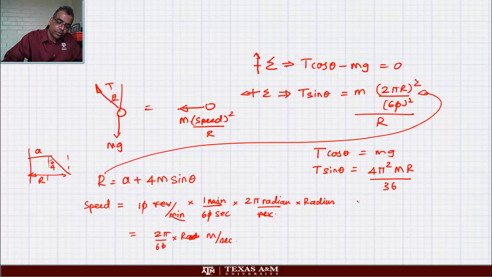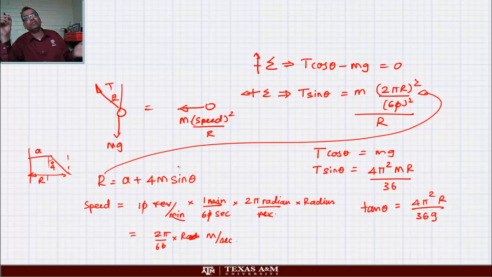Right? So divide the two things and you will get tan theta equal to, you will get some nasty thing, that's life, you know. Tan theta equals, m gets cancelled out, 4 pi squared r over 36g, and r itself has sin theta in it, so you have to solve for sin theta and cos theta. That's how it works.